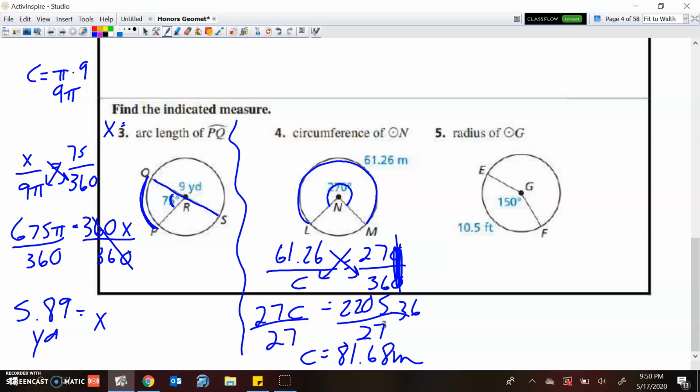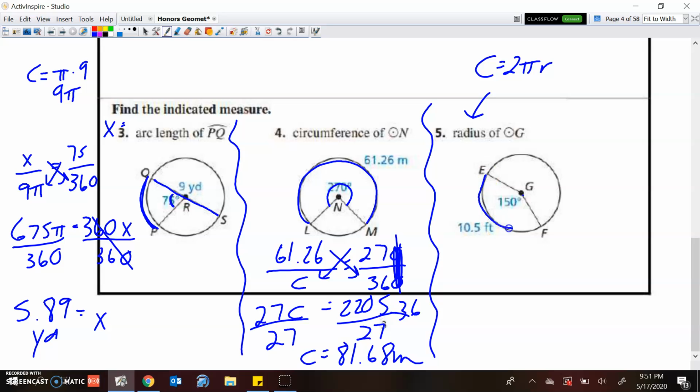Okay? Alright, the last one is going to be number 5, the radius of circle G. So what is the radius of this? Now this one's unique. We're going to have to find the circumference, because in the formula for circumference we have 2 pi r, and then from there we'll calculate r. So you can do it one of two ways. You can find circumference, or you can just use the formula.